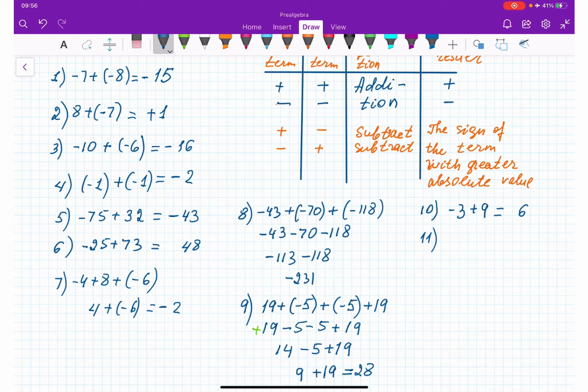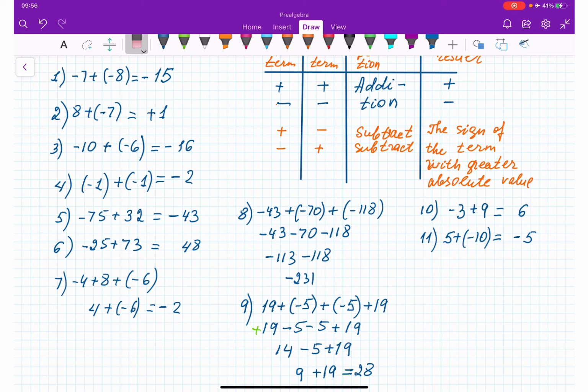Question number 11. Five plus negative 10. So, positive, negative. We need to subtract. It's going to be 5. And since 10 is greater than 5, we put negative sign because 10 is negative.